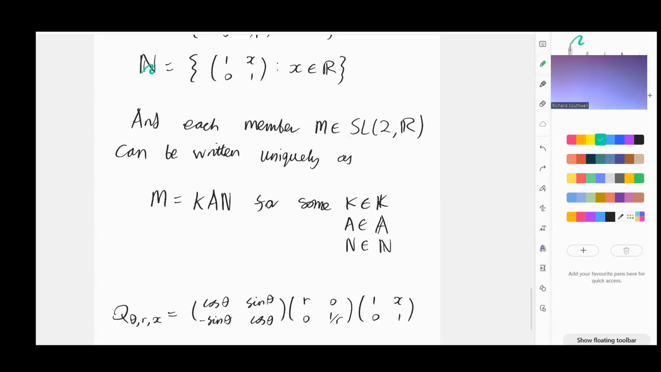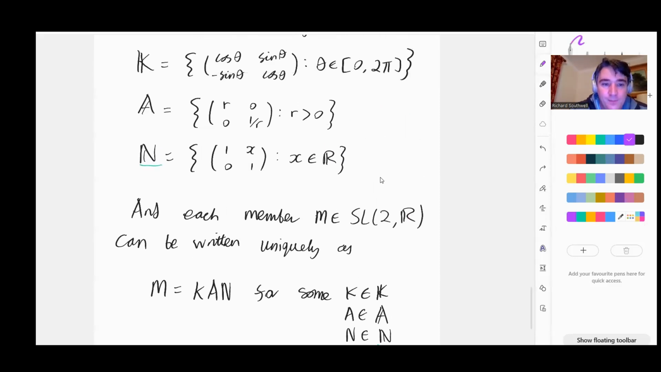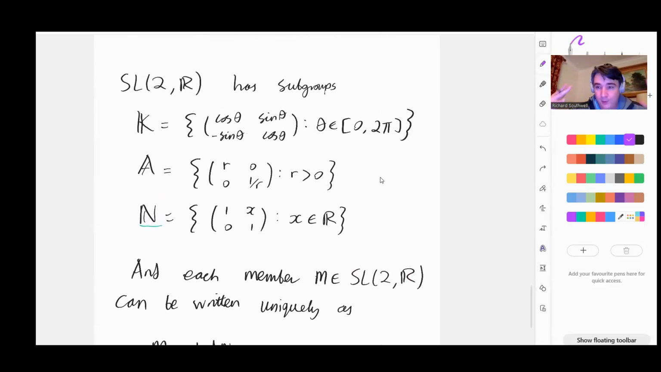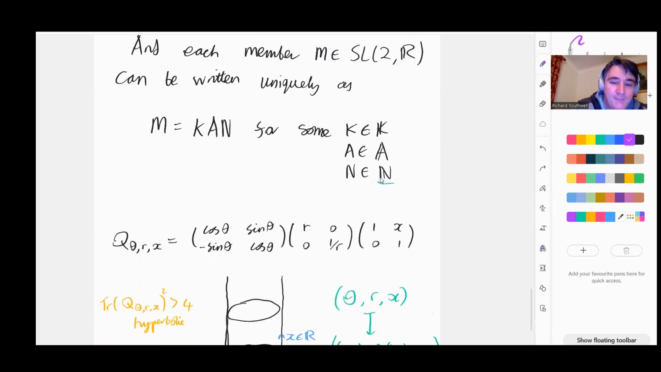Okay, maybe I'll underline this so it doesn't get confused with the natural numbers. But yeah, this is a really remarkable result. Basically, it's saying that if you take any matrix in SL2, then that matrix can be expressed as some member of this subgroup times some member of this subgroup times some member of this subgroup. So really, all of the matrices in SL2(R) basically have this form, that they can be written as a product of three different matrices like this.